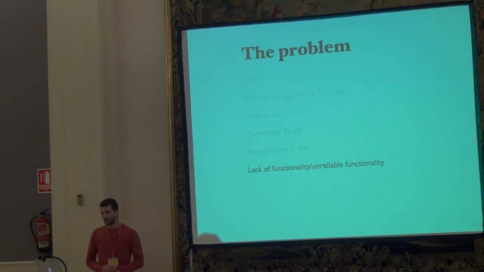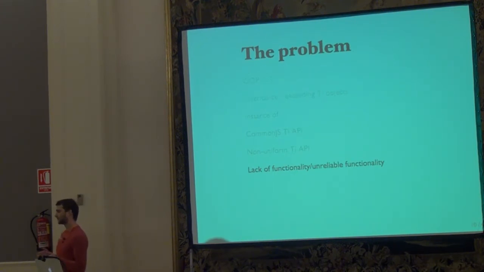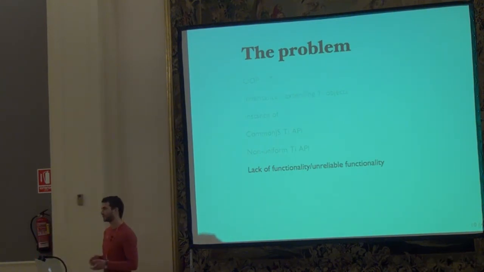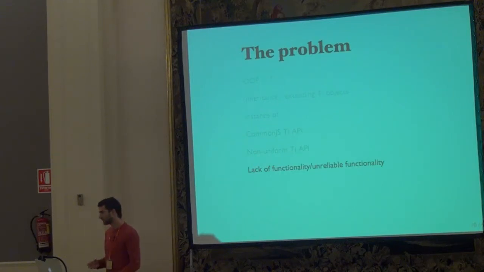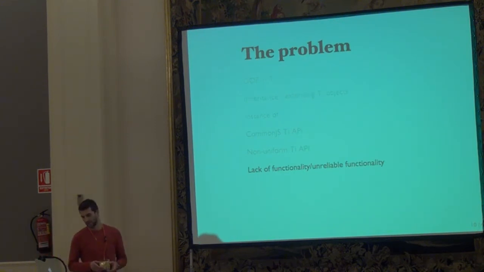And I found that Titanium has, let's say, a lack of functionality or unreliable functionality. For example, every new SDK version solves some issues, but it introduces new issues. So things are getting better, but at the time I was developing this application, especially for Android, things were very buggy. So I had to find a way to solve this SDK problem.